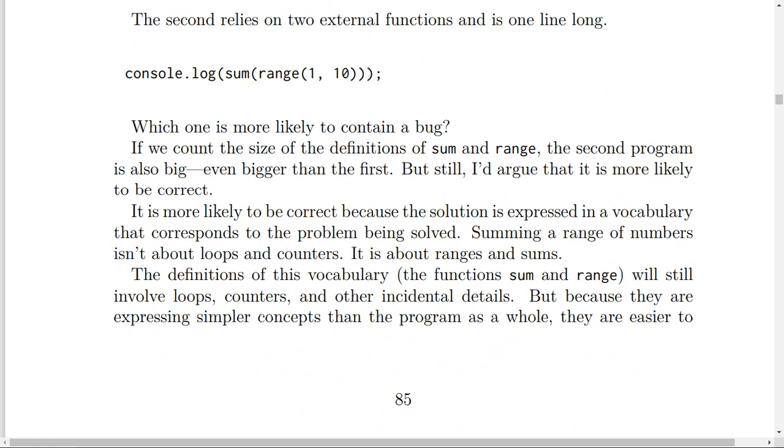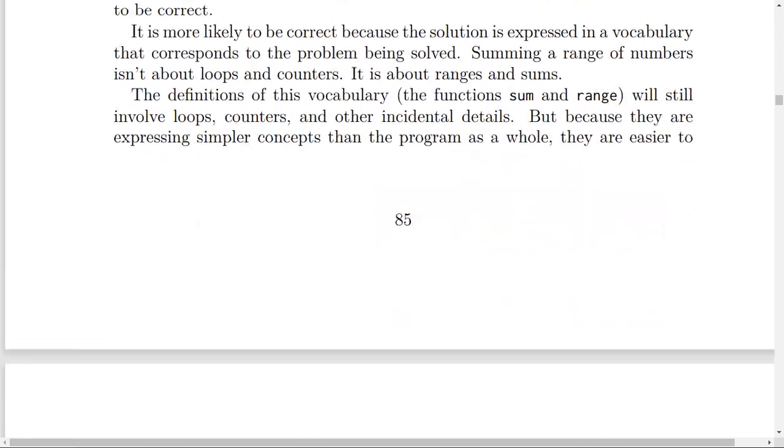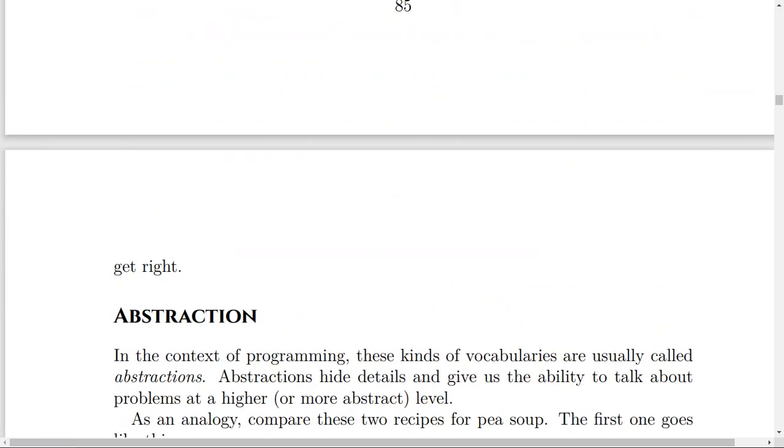It's more likely, by the way, to be correct because the solution is expressed in a vocabulary that corresponds to the problem being solved, and summing a range of numbers isn't about loops and counters, it is about ranges and sums. And the definitions of this vocabulary, the functions sum and range, will still involve loops, counters, and other incidental details. But because they are expressing simpler concepts than the program as a whole, they are easier to get right.